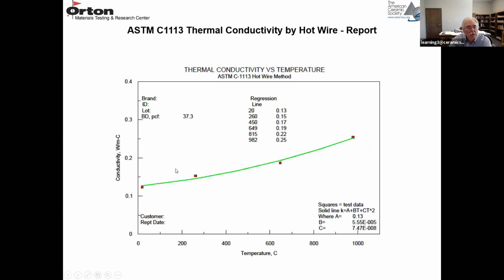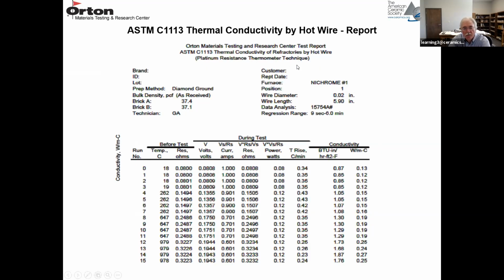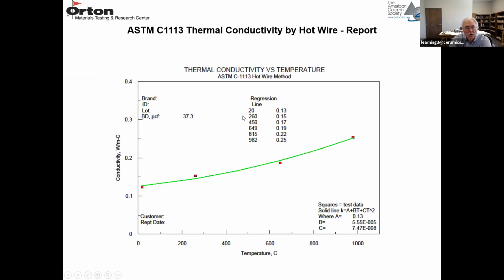So that sample has a bulk density of 37. The linear range was 9 seconds to 6 minutes on that resistance time plot. The wire length was almost 6 inches. So a low density material like this is an insulating firebrick of some type.